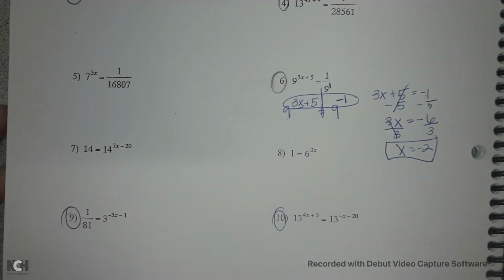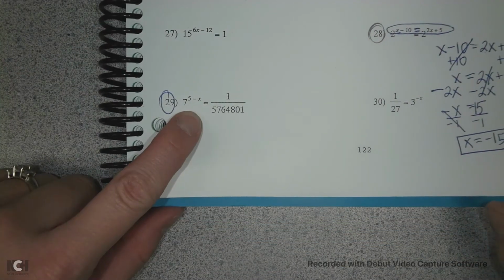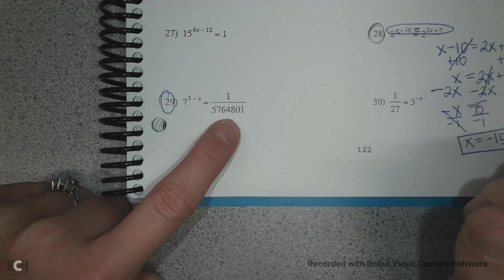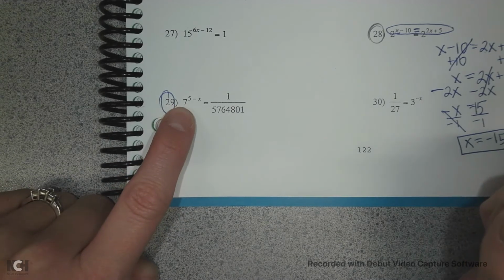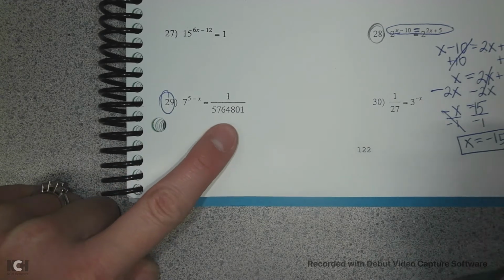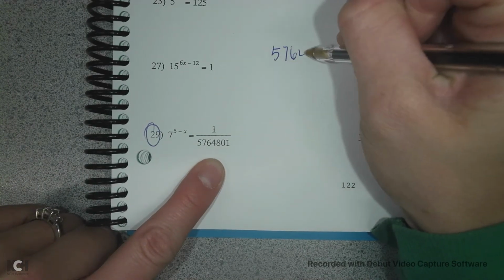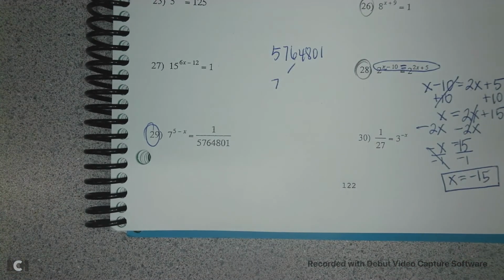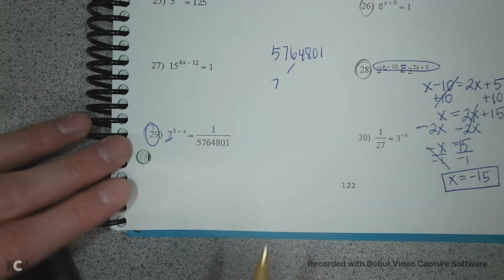Now, what happens if my bases don't match? So let's look at number 29. I know I'm going to have to move this guy upstairs, but this is not 7. And it has to match. It has to be a 7. So I'm going to make a factor tree. And the numbers I'm going to start dividing off, 5, 7, 6, 4, 8, 0, 1 is going to be a 7. We're going to start with a 7. We have to have a 7 because my base over here is a 7.